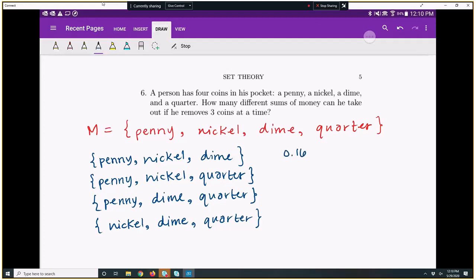So this should be 16 cents. A penny, a nickel, and a quarter would be 31 cents. A penny, a dime, and a quarter, 36 cents. A nickel, a dime, and a quarter, 40 cents. These are all different sums of money. So there are 4 possibilities.